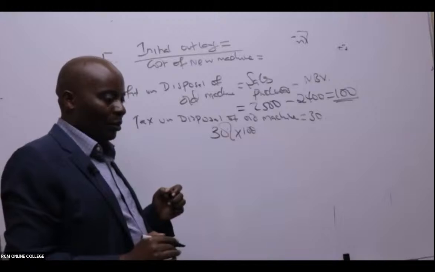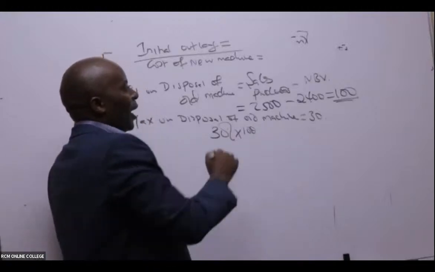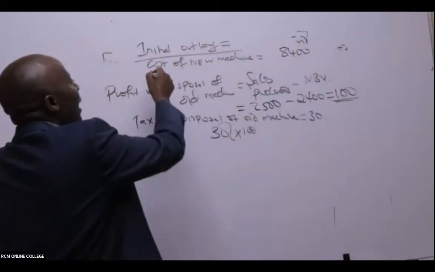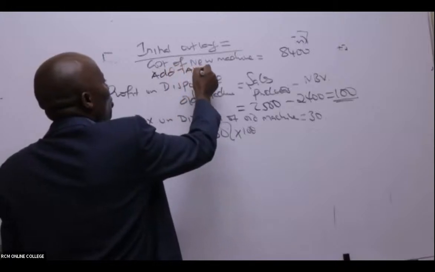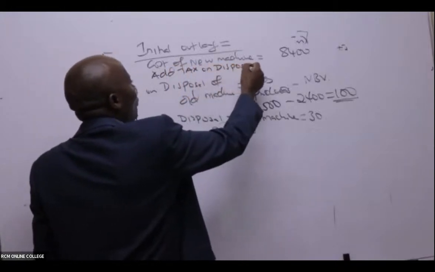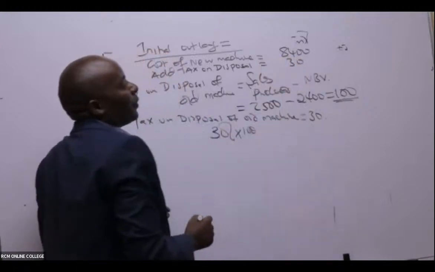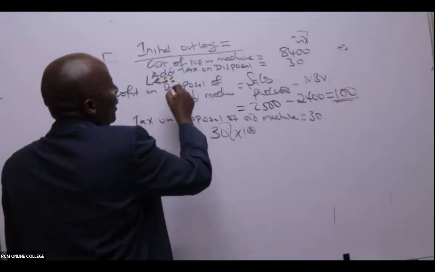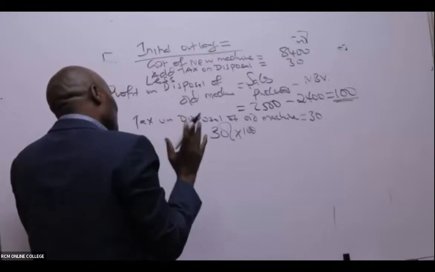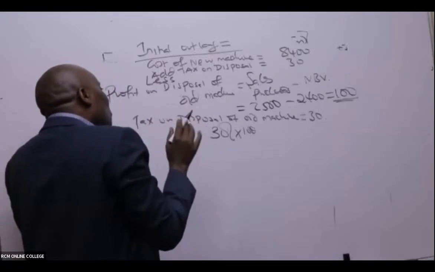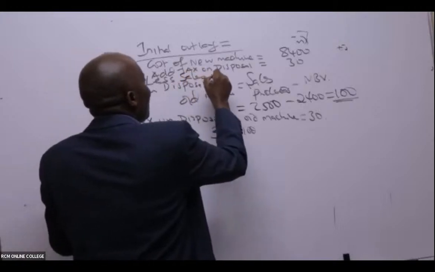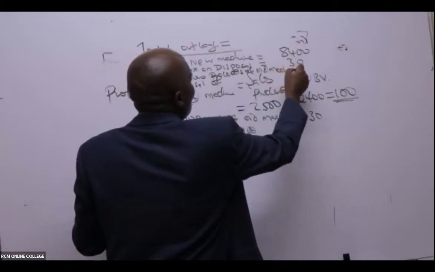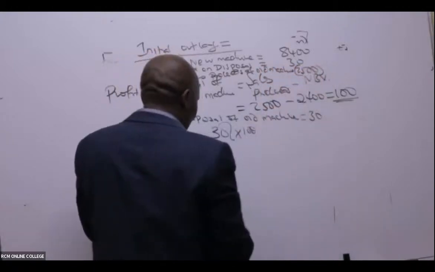Including installation, cost of new machine, 8,400. I hope we are able to see this. It is cost of new machine, including installation. Then you add tax on disposal of the old machine, 30. You add that. And then you will come under less, in this case here, not scrap value, but sales proceeds. You less the sales proceeds, because you will sell the old machine, which you guys gave me a figure of 2,500. So you should be able to subtract like that.